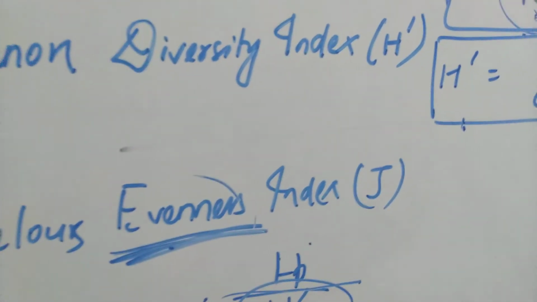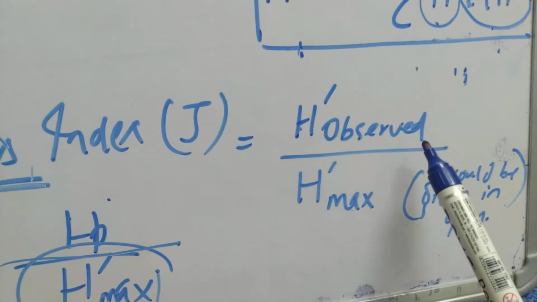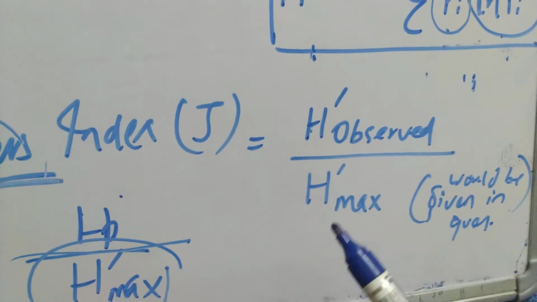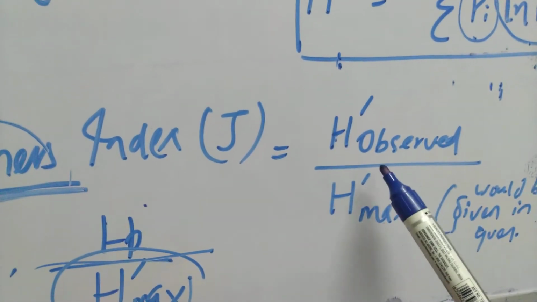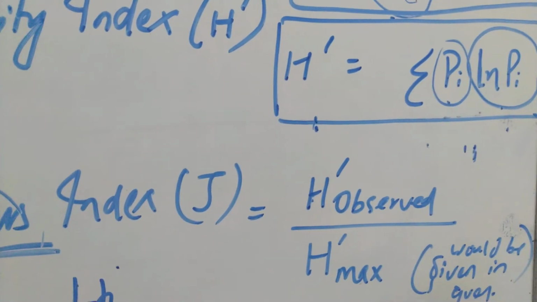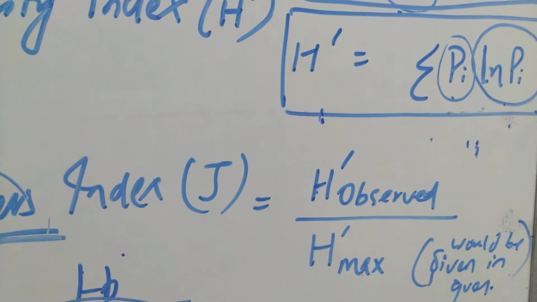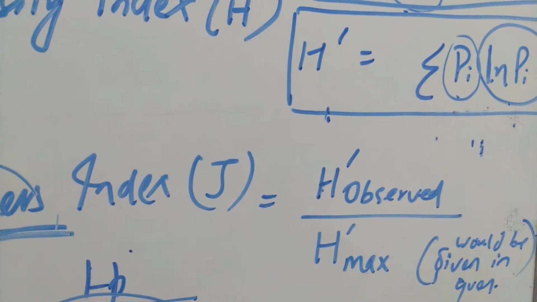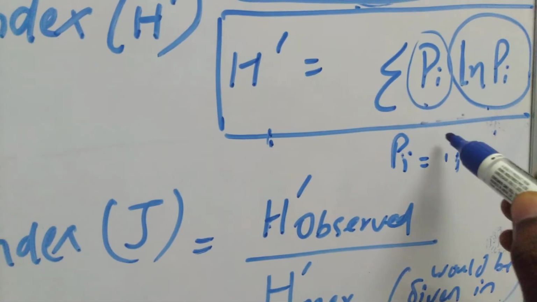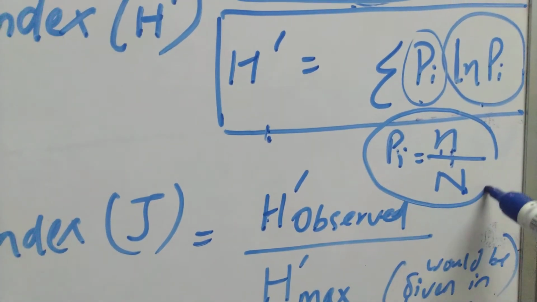So the formula is, that is H' observed divided by H' max, which would be given in your question itself. So you have to find out H' observed, that is the summation of pi ln pi. Okay, pi would be the relative abundance of each species, that I didn't tell you, pi equal to n by N. I'm really sorry about this.